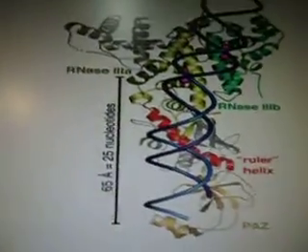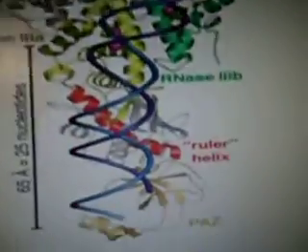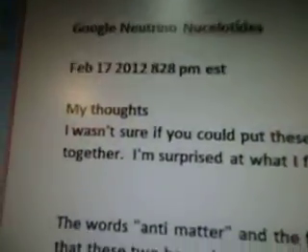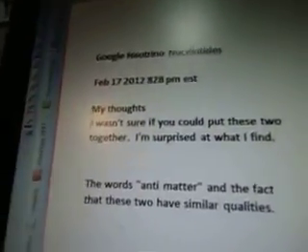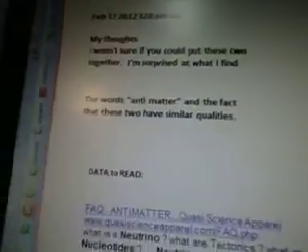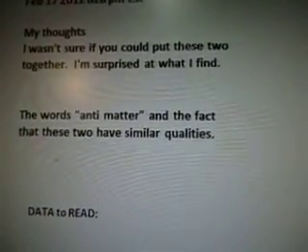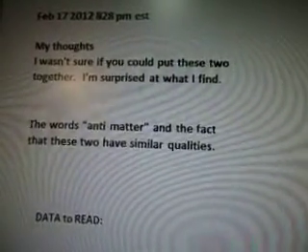We'll find it. Okay, so this is another graph here showing nucleotides, what they look like. Okay, so I Googled neutrino nucleotides, and February 17, 2012, my thoughts. I wasn't sure if you could put these two together. I'm surprised at what I find: the word antimatter, and the fact that these two have similar qualities. And I believe antimatter is the same as anti-gravity, and that is one of the things that they're trying to figure out, how to create an anti-gravity state for a UFO-like engine, so that the force of gravity doesn't slow it down.